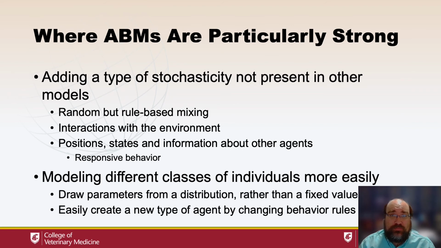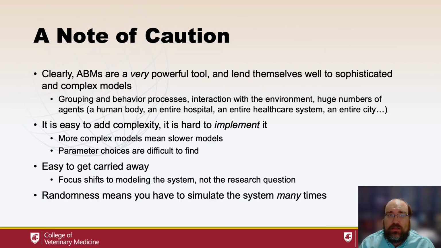Where agent-based models are particularly strong is they can add new types of stochasticity not present. So you have this random but potentially rule-based mixing. You can have interactions with the environment. You can have people make decisions based on where they are, who is around them. Positions and states of other agents is very important. You can have responsive behavior. Maybe I'm not going to wear a mask unless a bunch of people around me are coughing, and then I'll put one on. So you can model different classes of individual more easily. You can draw parameters from a distribution rather than a fixed value. You can create a new type of agent just by changing behavior rules.